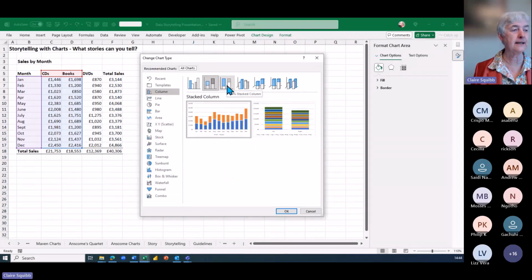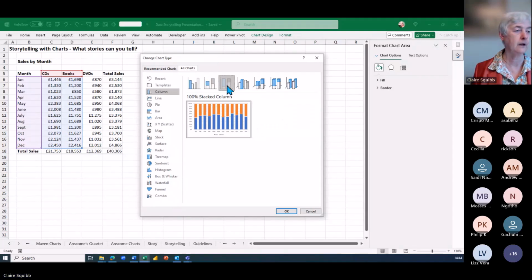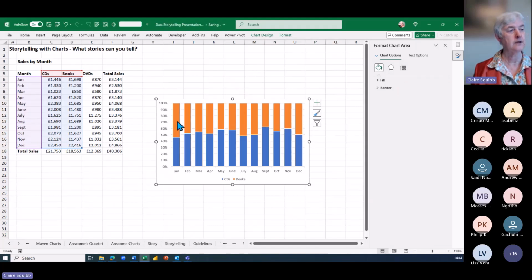This is the 100% stack. This is very useful if you want to see the proportion. So each of these add up to 100%. You can see that on the whole, here's 50%. On the whole, the books are over 50%, at or over 50%. Yeah, the CDs are at or over 50%. So that gives you your proportional split.